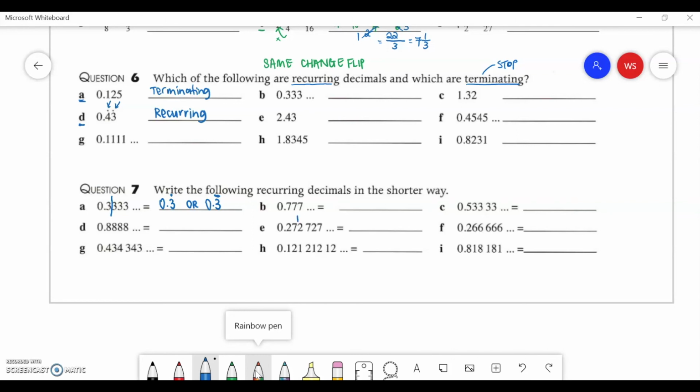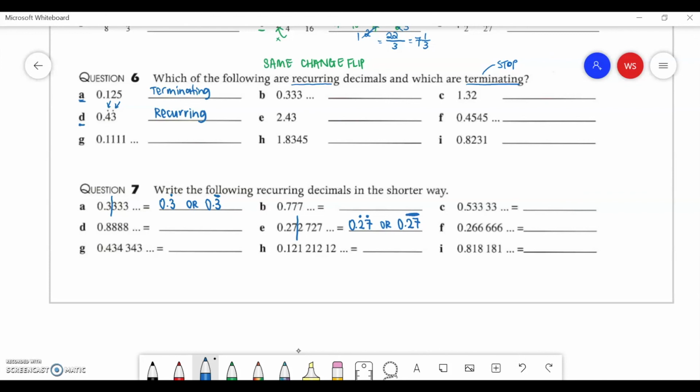0.272727, cutting off after 7, because after 27 it just keeps getting repeated from there. Answer will be 0.27, and because 2 and 7 repeats, 2 is the starting number and 7 is the ending number from there. So apart from using dots, you can also use bars to show that in a shorter way.